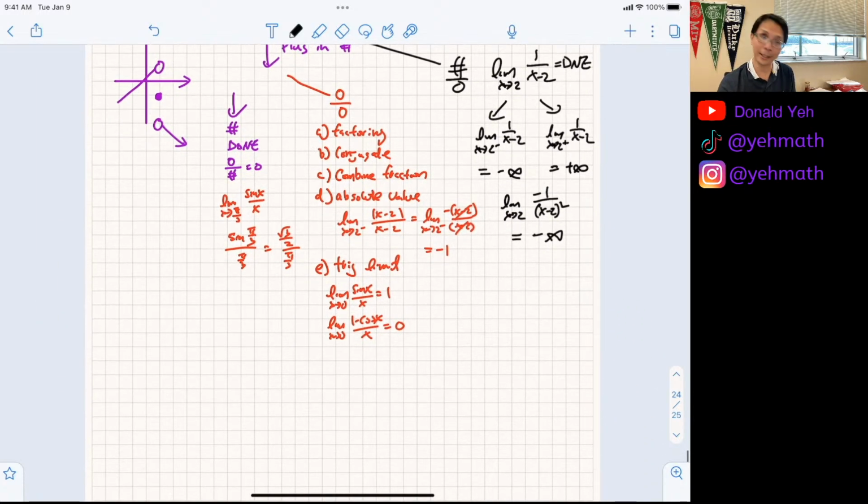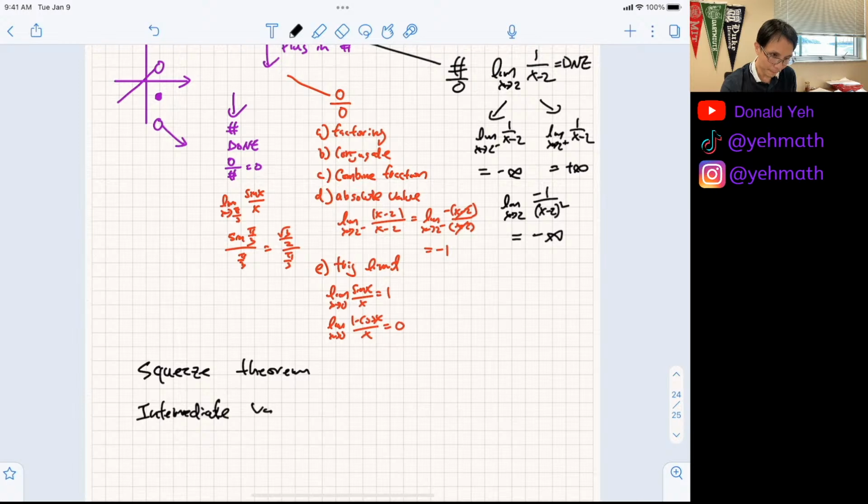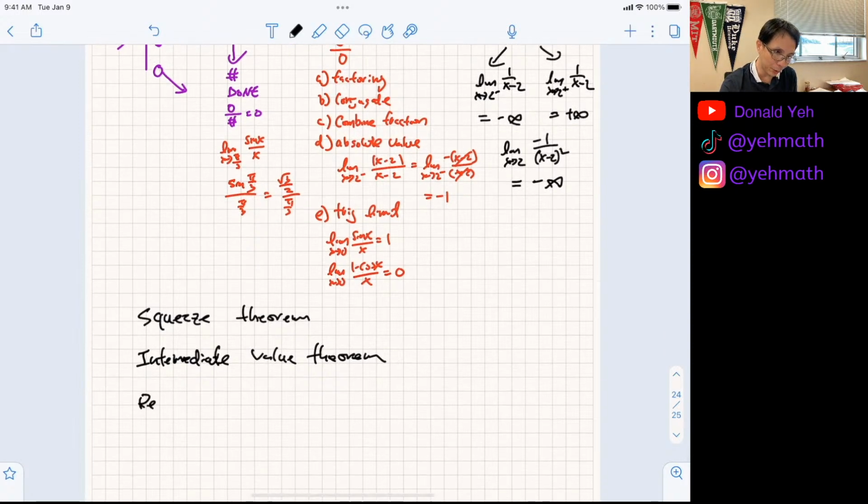Okay, squeeze theorem is going to be the first one. Intermediate value theorem. Removable discontinuity and non-removable discontinuity. You need to know how to do it.